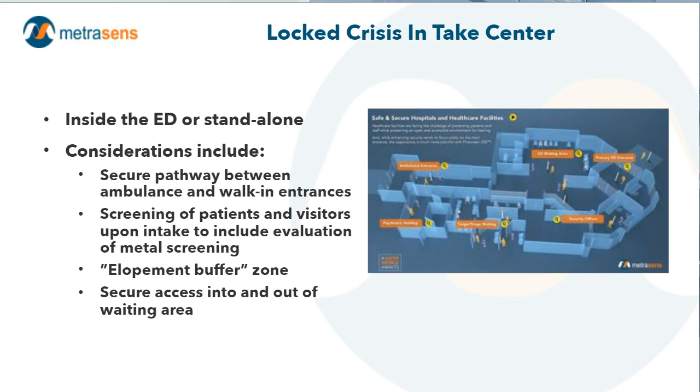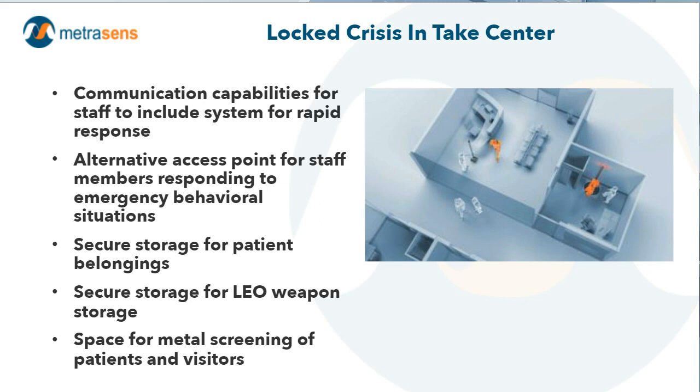And we already talked about the elopement buffer zone, and secure access into and out of the waiting areas is important in these situations. Another look at the locked crisis intake center. Really take a hard look at communication capabilities for staff, to include a system for rapid response. Something I've seen in several designs was only one way into these facilities for responding staff. So I always encourage folks to look at having an alternative access point for staff members so they don't have to enter and exit through the same door that patients do. Same for clinical.